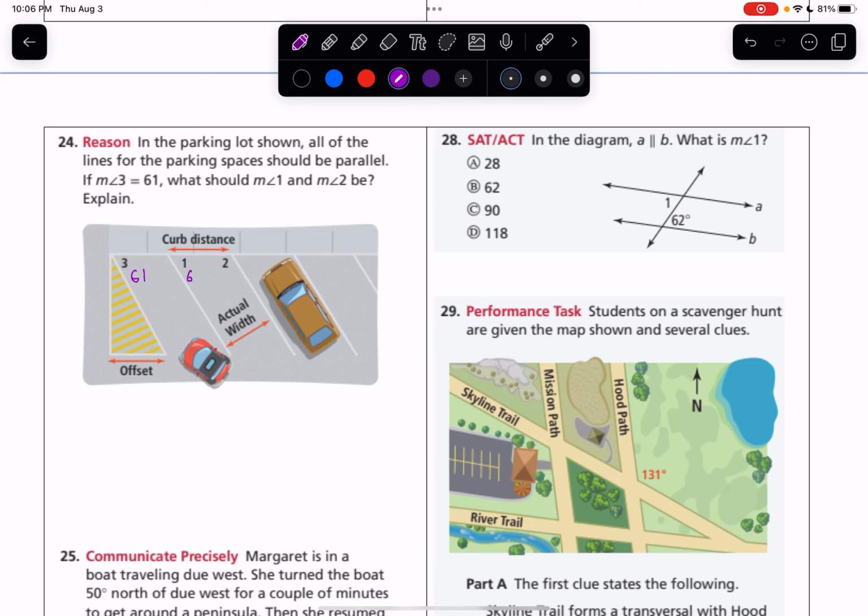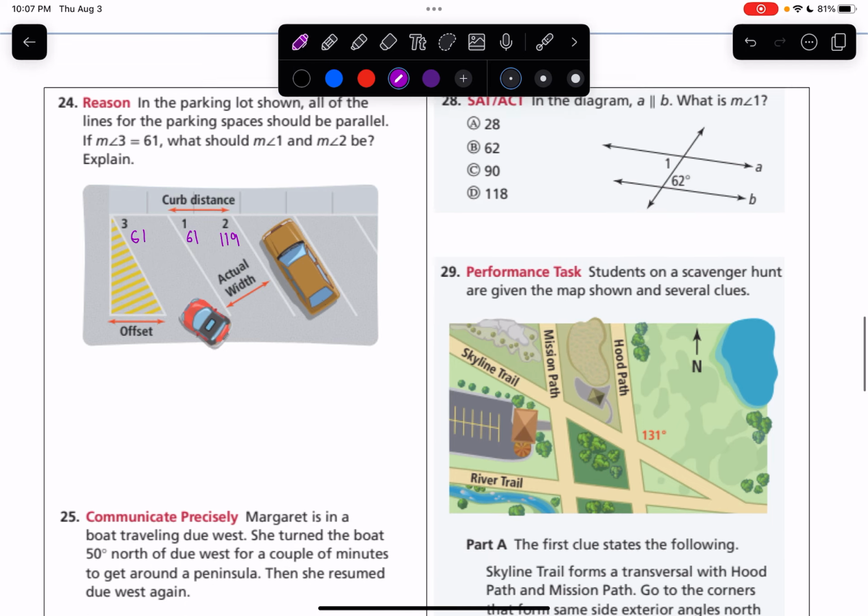So angle 1 is going to be 61 because corresponding angles are congruent. Angle 2 is a same side interior angle with angle 1. So we know angle 2 is going to be supplementary to angle 1. So we say, well, what's 180 minus 61? 180 minus 61 is 119 degrees.